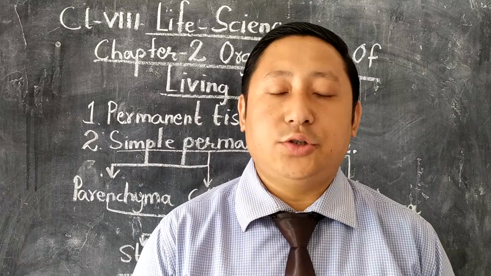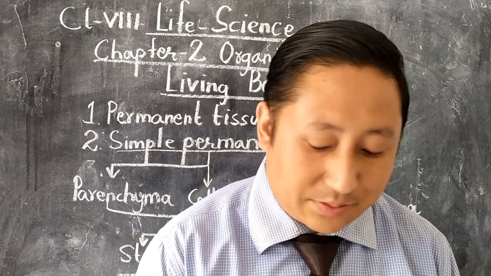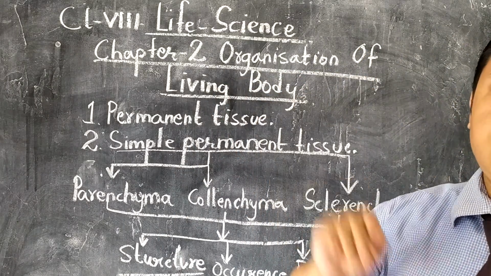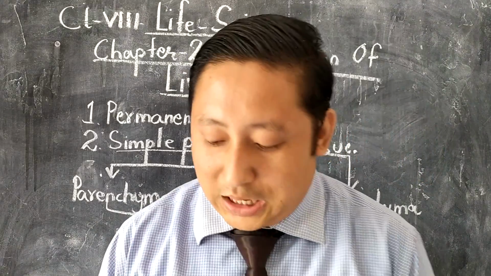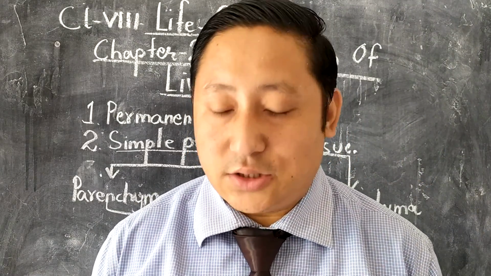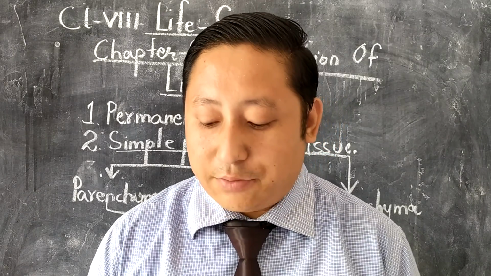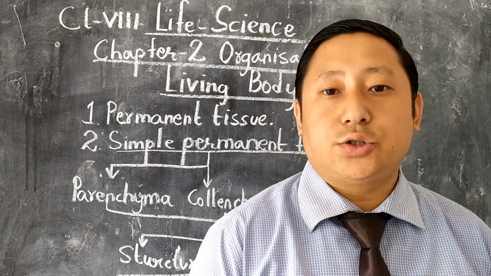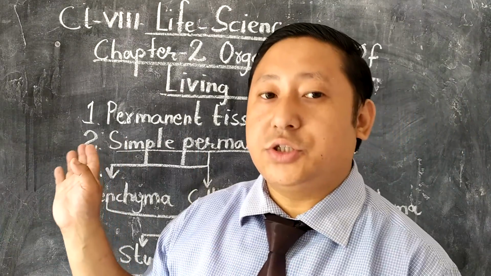Today I'm going to teach you the life science subject, and we are going to continue with the same chapter, chapter number 2, Organization of the Living Body. In the last class I taught you about the definition of tissues, the meristematic tissues, and the permanent tissue. Today, for revision, I'm going to talk about the permanent tissues, and what I'm going to teach is already written on the blackboard.